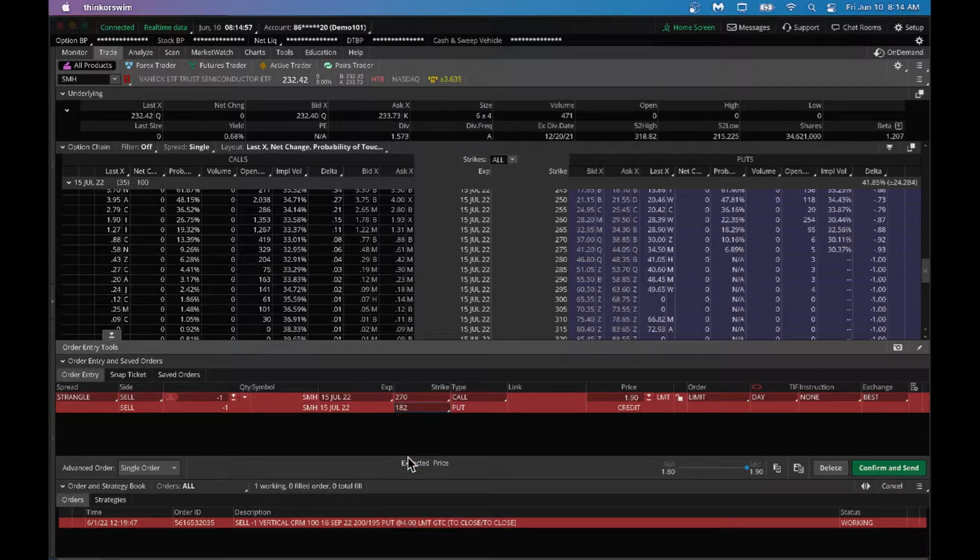All right, so now what we are saying is, look, the current stock price is at 232 and we are selling this strangle. We are selling a put option way below the current stock price at 182. We are selling a call option way above the current stock price, about 270. We made sure the probability of touch is very low, and it's an ETF. There is no single stock risk, so we could comfortably make $190 as long as the ETF stays between 270 and 182. There is a very high probability, and you could confirm and send and make some good money. And if it stays within that price range by the 15th of July, this whole strangle will expire. You get to keep your premium, which is $190.